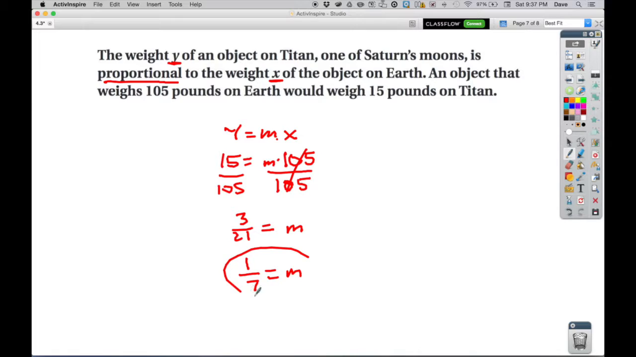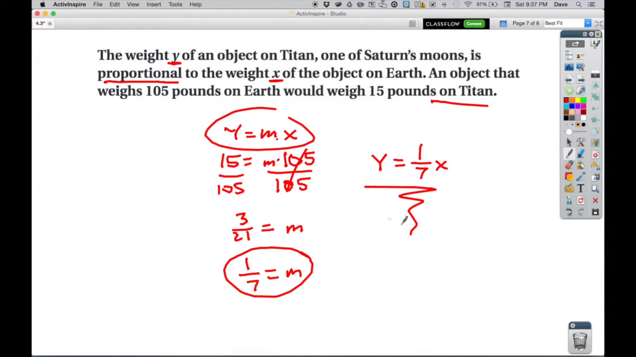So our constant of proportionality is 1/7, or in other words, what it's saying is, if I take an object from Earth to Titan, it now weighs 1/7 the weight that it used to. Alright, so if I go back to my direct variation equation model, it would be this: y, the weight on Titan, is equal to 1/7 of the weight on Earth, which is x. Okay, and this would be our equation that I could then use to calculate whatever weights I needed if I had some big NASA project and we're trying to get something on Titan.